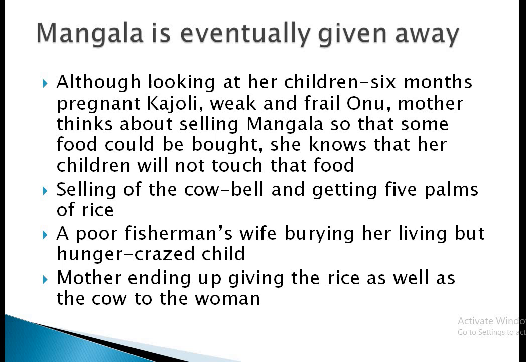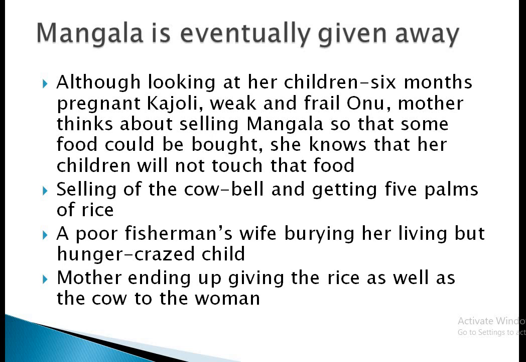Looking at her children, six months pregnant Kajali and weak and frail Onu, the mother has thought about selling Mangala frequently so that some food could be bought. She knows her children need that food. But she also knows that if she sells Mangala, her children will not touch even that food. But eventually, she sells the cowbell. It seems as if Mangala herself is offering the mother that she should sell that cowbell. She sells it and she gets five palms of rice.